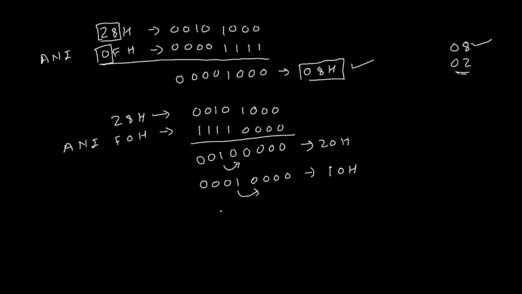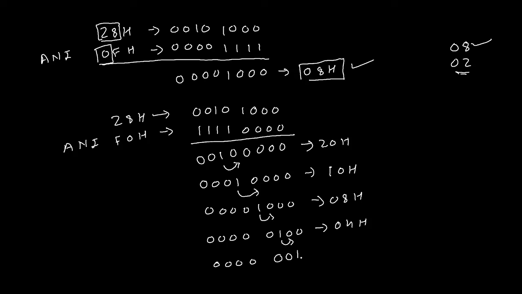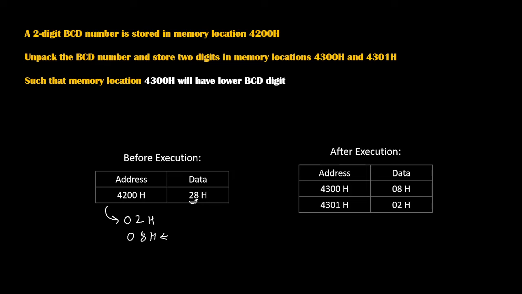Let's rotate one more time. It will become 0000 1000, which is 08H. Let's rotate one more time. It will become 0000 0100. Now this has become 04H. And finally, one more time we will rotate, and this number will become 0000 0010, which is 02H. So we started with 20H and we got 02H. To swap the nibbles, we rotate the content of the accumulator 4 times, and 2 times we will AND with 0FH and F0H. So this is going to be the overall process of this program.